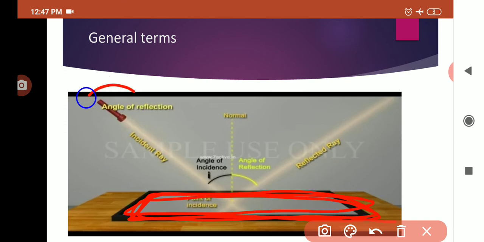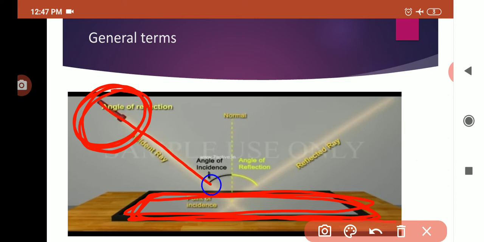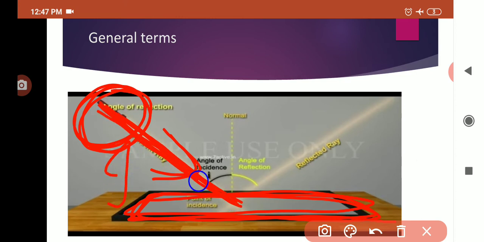Okay, now this is an optical medium. Optical medium is a medium which acts as a source of light, or any object from which we get the light is known as optical medium. Here the torch is the optical medium. So here we are seeing the torch is giving us the light. So this light ray, which is coming from the optical medium and is reaching towards the mirror, is known as incident ray.